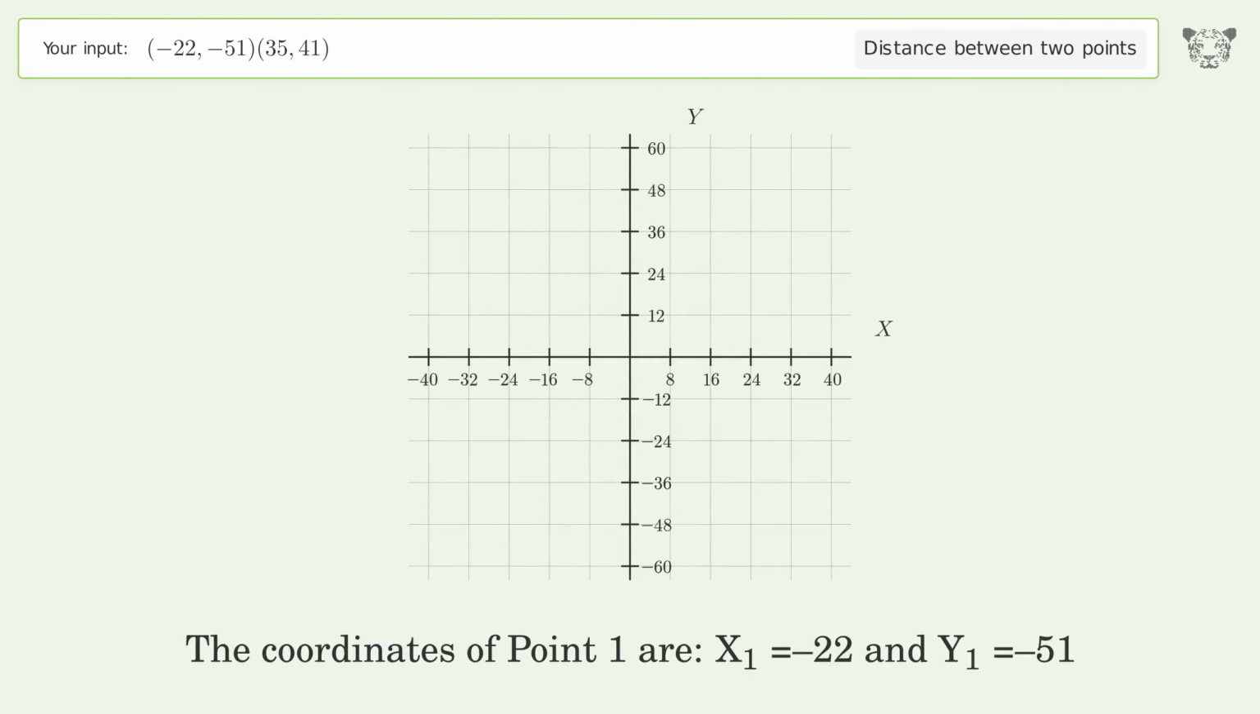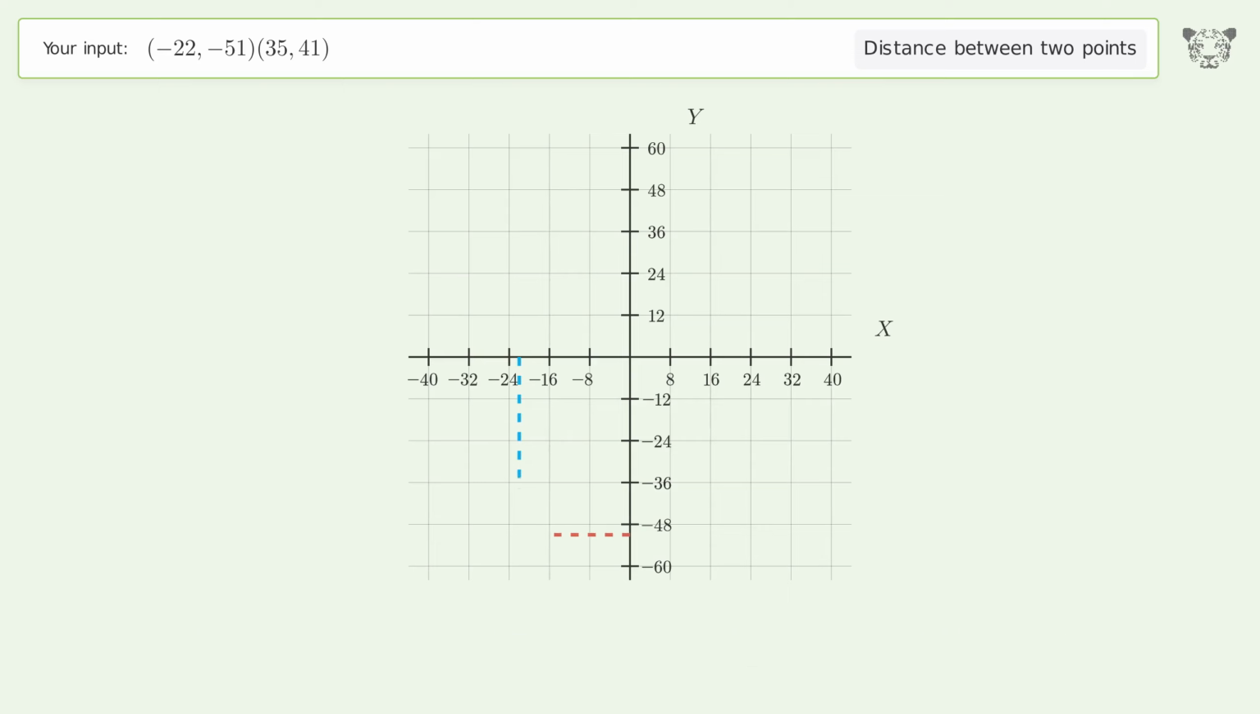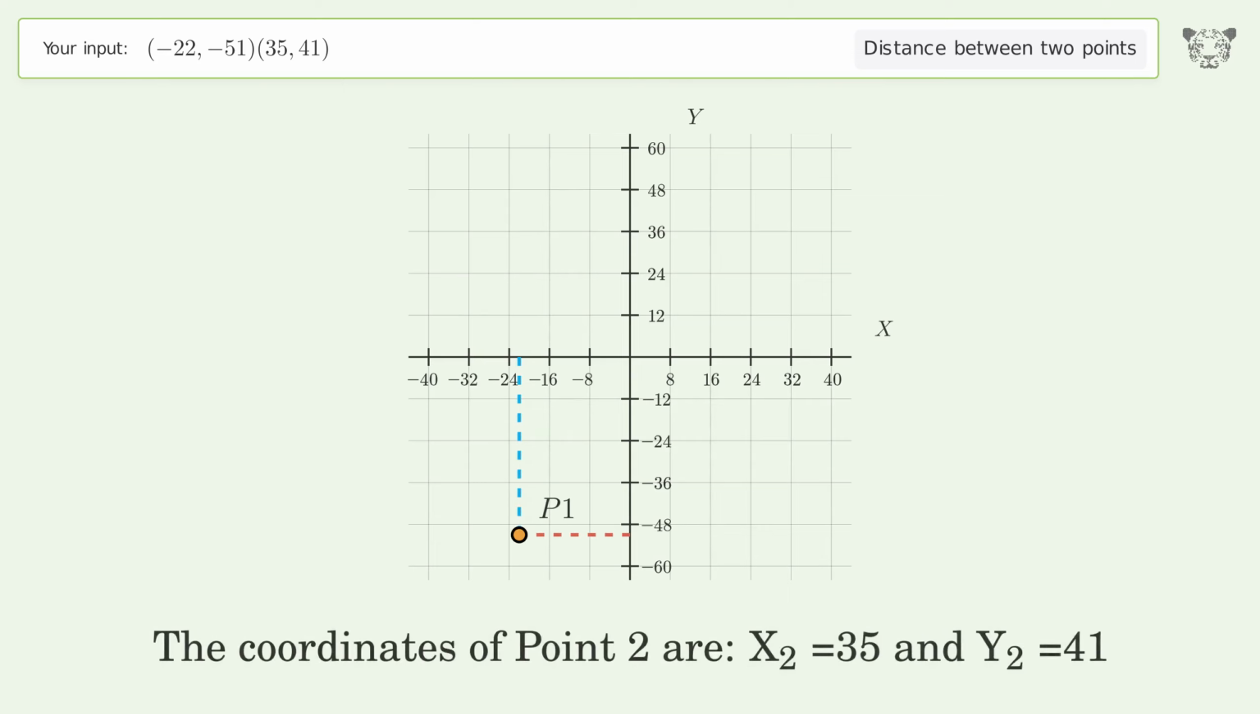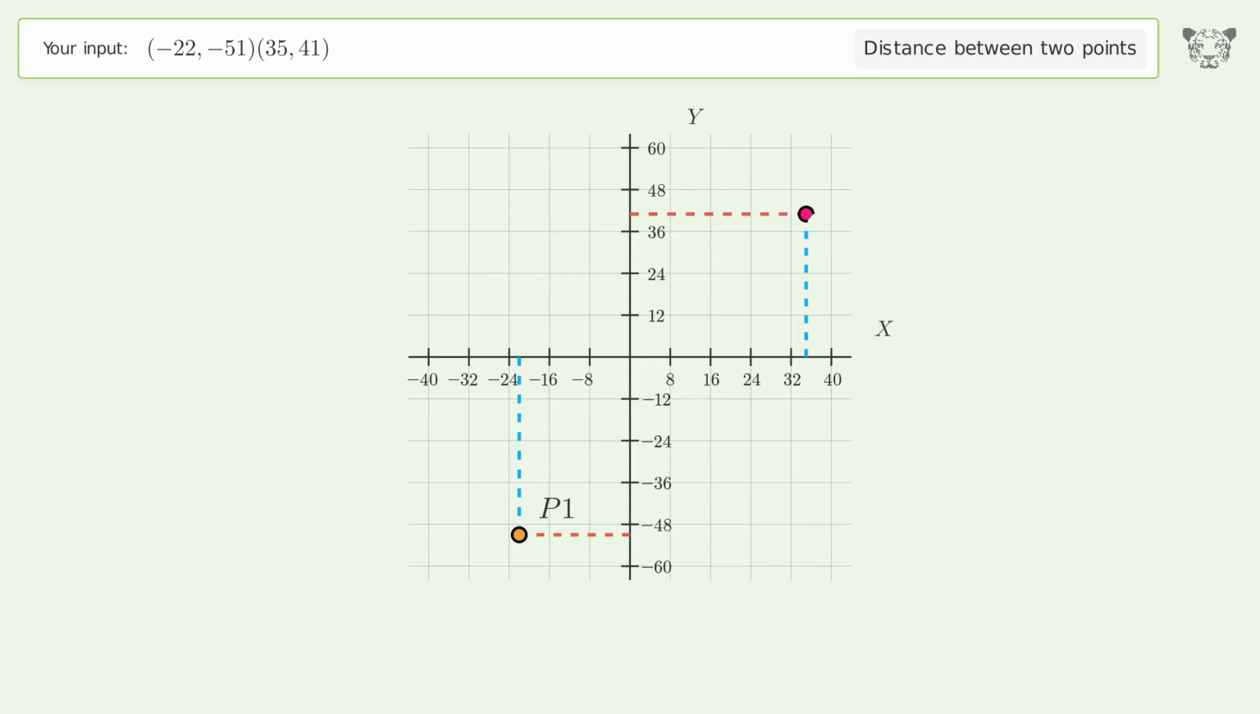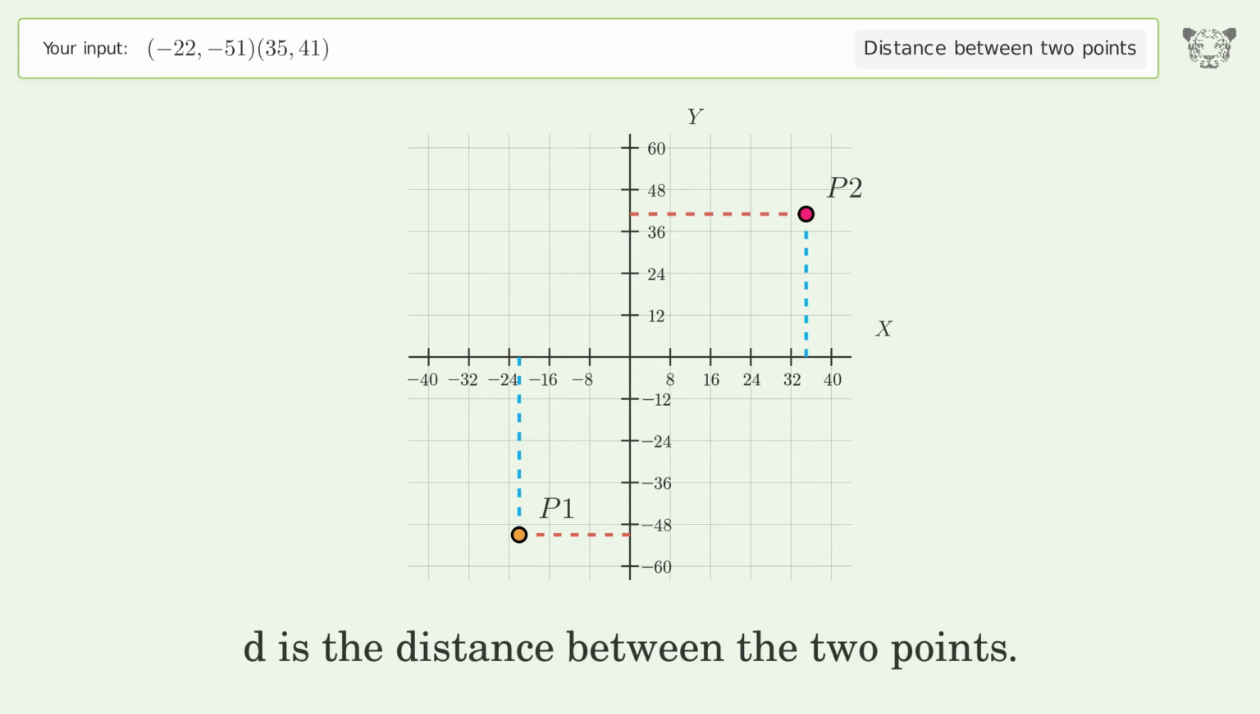The coordinates of point 1 are, x1 equals -22 and y1 equals -51. The coordinates of point 2 are, x2 equals 35 and y2 equals 41. D is the distance between the 2 points.